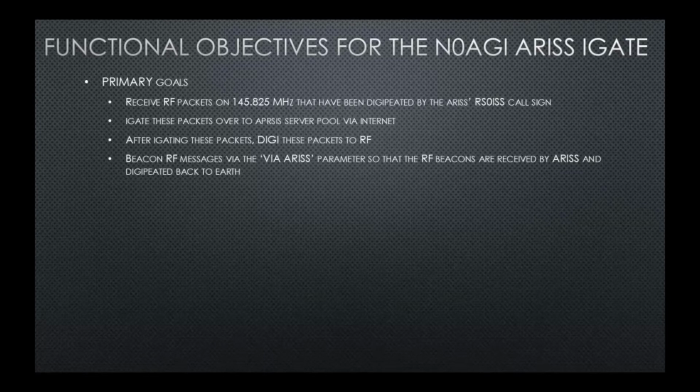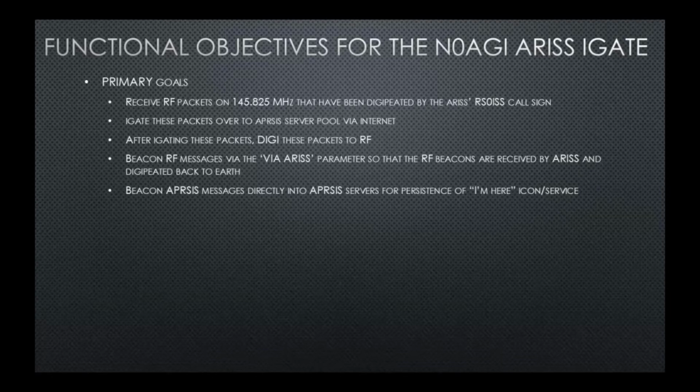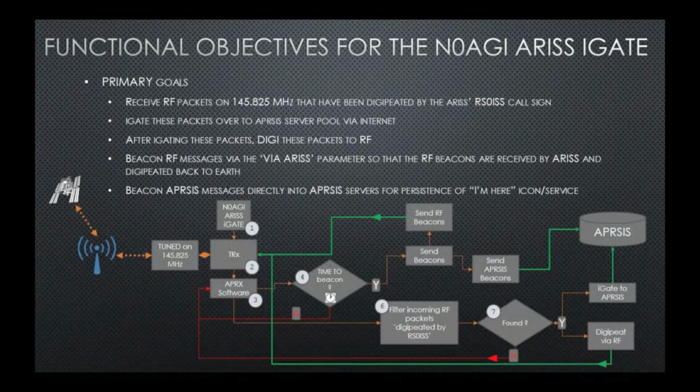The ARISS digipeater on the ISS is listening for packets with the via ARISS parameter in them. I also want to be able to beacon packets to the APRS-IS directly for situations where people are able to locate my station as a service. So here's a quick flow of how this works.